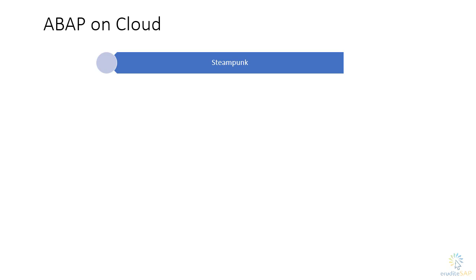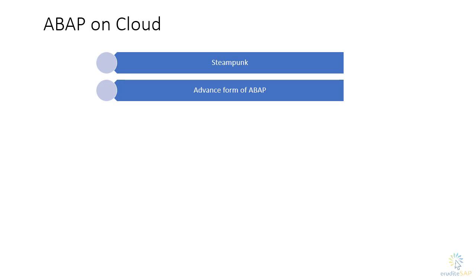Now, let's talk about ABAP on cloud. Recently, SAP started working on an advanced version of ABAP that could run on SAP Cloud Solution. They call this internal project Steampunk. The main purpose of Steampunk was to develop an advanced form of ABAP that has extended features compared to old ABAP. ABAP on cloud is based on the RESTful programming model.